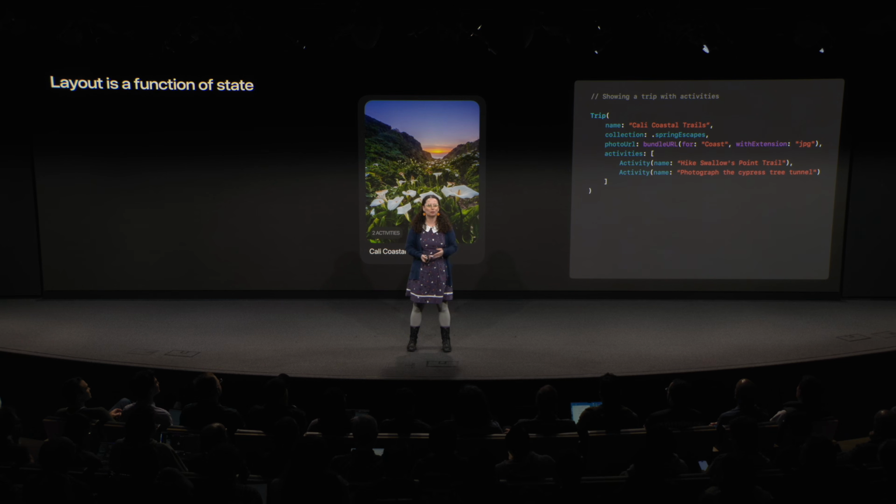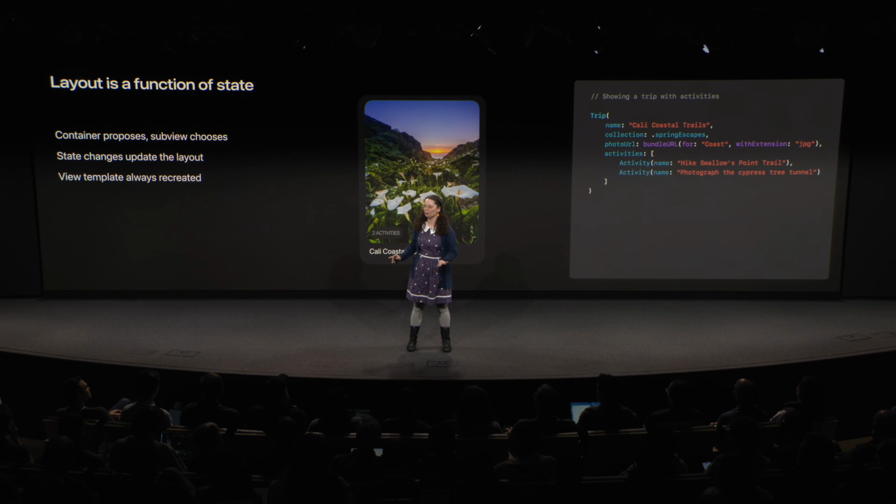To recap, SwiftUI layouts are traversed from top to bottom, and size information is shared back up to the root. At any level, the space available is provided by the container view. The space needed is determined by the subview, possibly by checking with its own subviews. The layout is recomputed only when state changes. The view template is always recreated. State controls the content. So when the trip value changes, the view changes automatically.